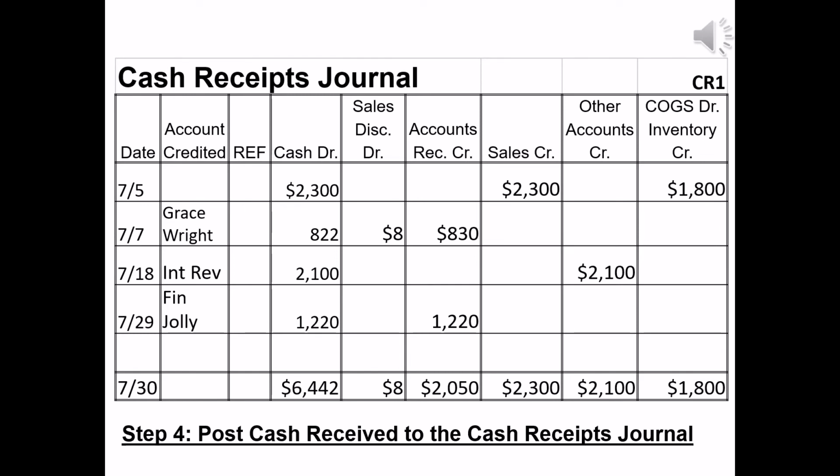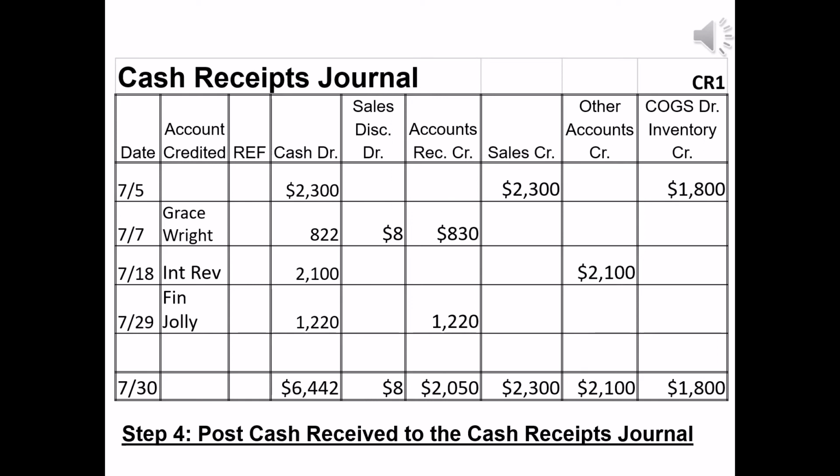On July 7, we received $822 from Grace Wright, which is in full settlement of her accounts receivable. She earned an $8 discount, so you can see here that we're going to be debiting cash, we're going to debit sales discounts, and we're going to credit accounts receivable. Because this is an accounts receivable account, we'll also need to post this in our accounts receivable subsidiary ledger to show that Grace Wright made a payment.